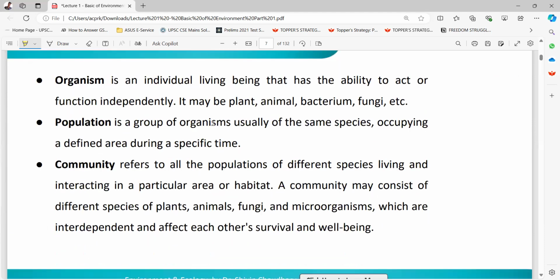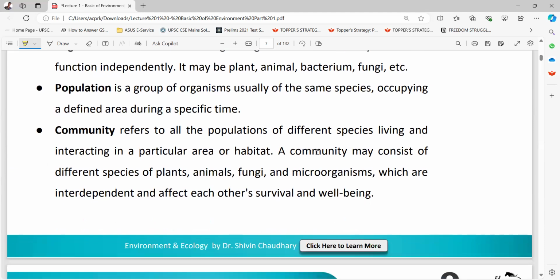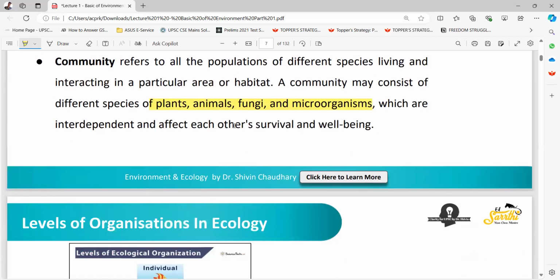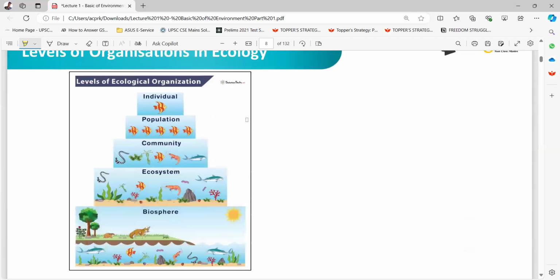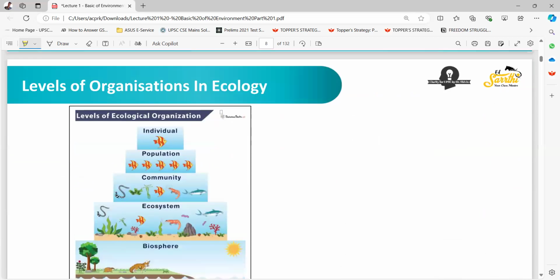Population is a group of organisms, usually of the same species, occupying a defined area during a specific time. Community refers to all the populations of different species living and interacting in a particular area or habitat. A community may consist of different species of plants, animals, fungi, and microorganisms which are interdependent and affect each other's survival and well-being.